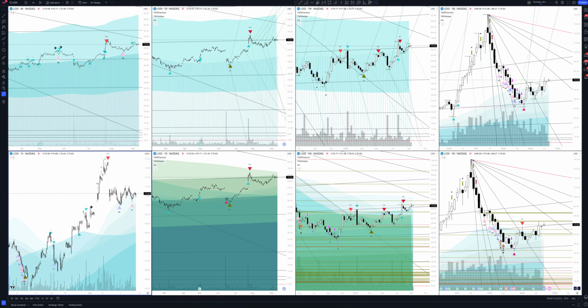Today we will take a look at Logitech International SA stock. Let's analyze the market situation and find out how you can make money on it. Let's start.